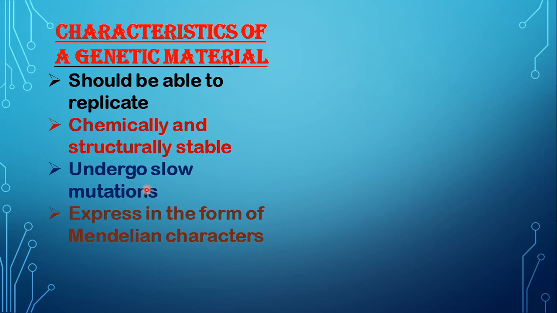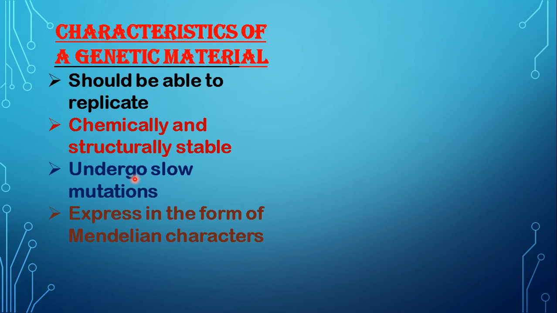Both RNA and DNA are capable of undergoing mutations. Rather, RNA undergoes mutations at a faster rate. Why? Because it is already unstable. So changes can occur very fast in RNA, whereas in DNA, even if change occurs, it will be very, very slow.